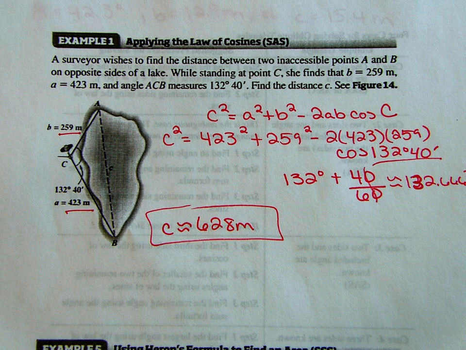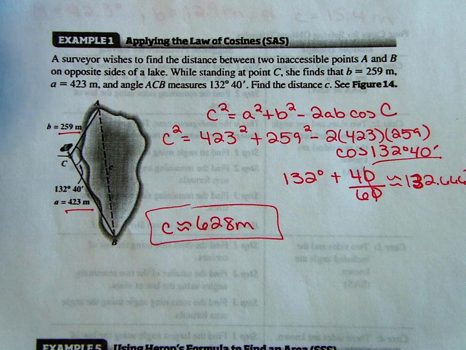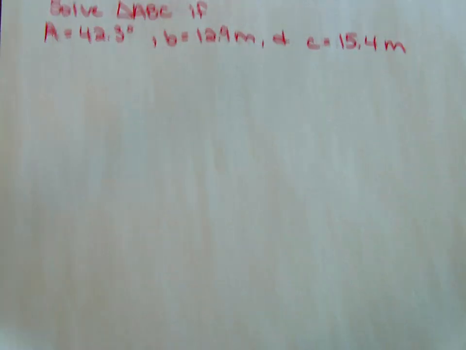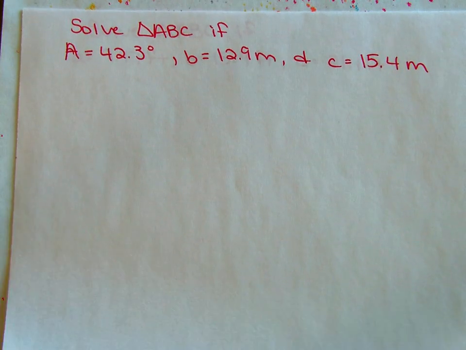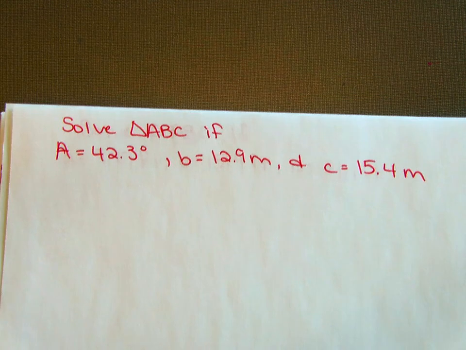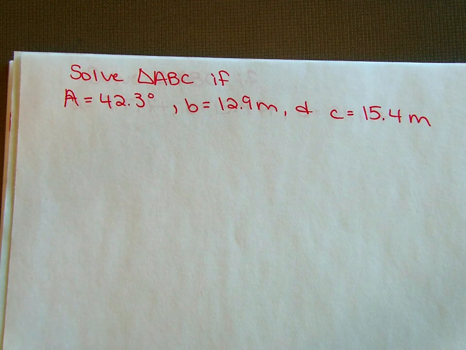Okay, here's your next example. We're going to solve some triangles. Sorry, I'm going to pull down everything so that it works. Solve triangle ABC if angle A is 42.3 degrees, side B is 12.9 meters, and side C is 15.4 meters.